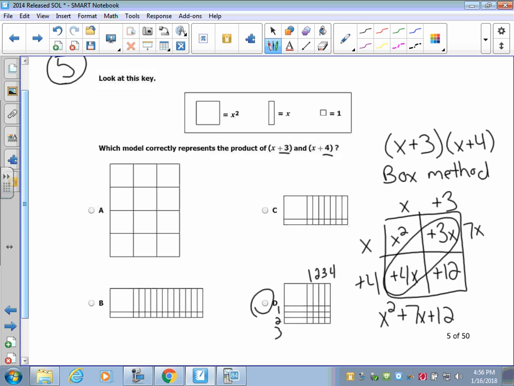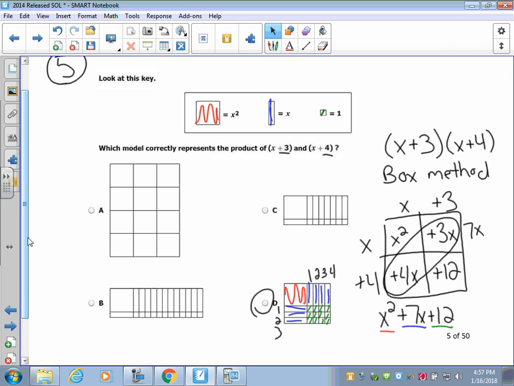It should be clear to see that the x squared is this box right here, because that's what our key says. And if we look at 7x, we have 1, 2, 3, 4, 5, 6, 7. So that's 7 of these. So we have 7x. And lastly, we have the plus 12, which is just 1, 2, 3, 4, 5, 6, 7, 8, 9, 10, 11, 12. And each of those is just a 1.